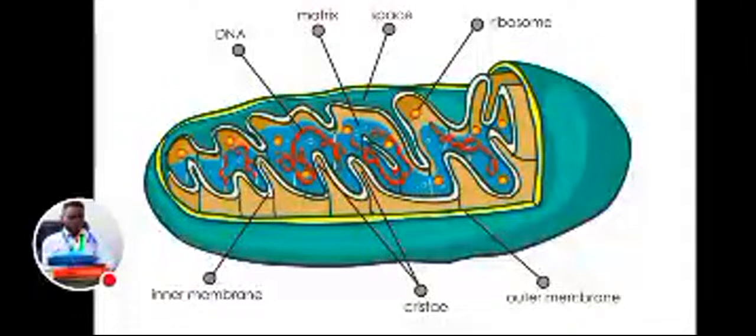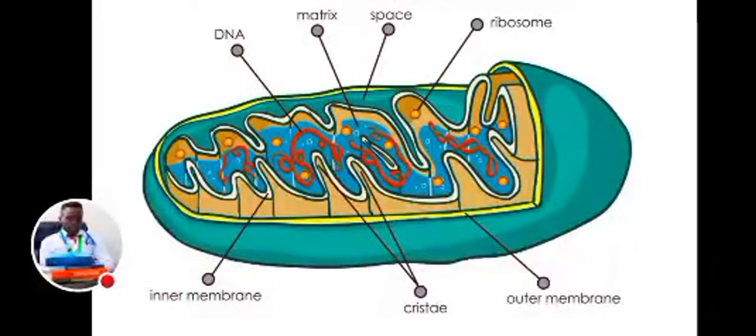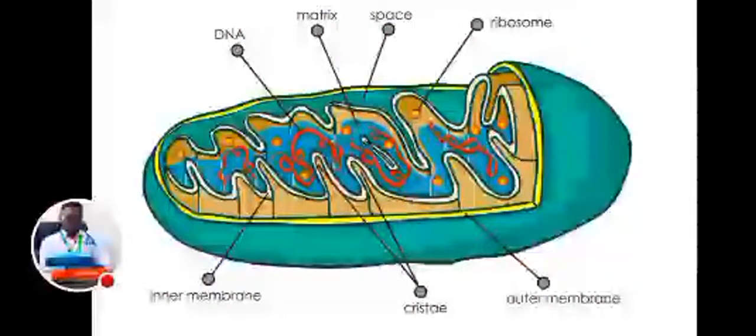Remember, it has the DNA in it, which is the deoxyribonucleic acid. It has the inner matrix as well as the space and the ribosomes, the ones that synthesize proteins. Then it also has the outer membrane. Then it has the inner membrane as well. So this is the structure of the mitochondria and its labeled parts.